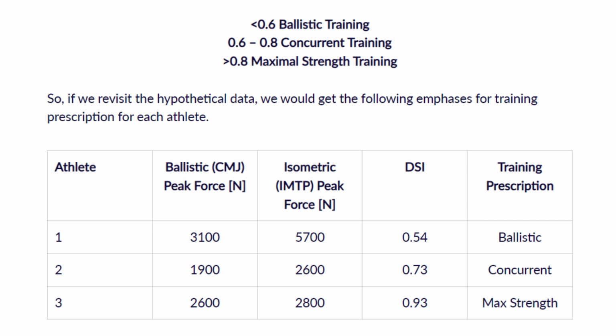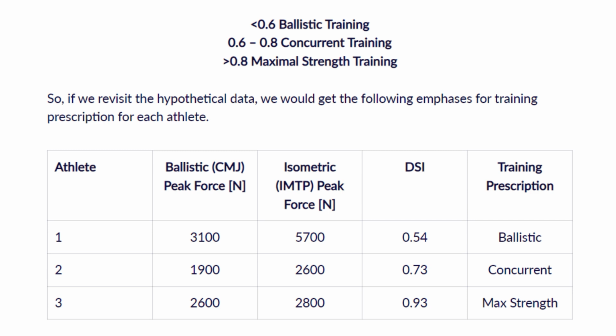As I mentioned, athlete 2 and 3 had relatively similar absolute strength capacities, 2,600 newtons of force against 2,800. However, athlete 3 is better able to maximize those force capacities in a ballistic type movement. Their peak force in the counter movement jump is greater than athlete number 2. So for athlete 3, perhaps a DSI would recommend focusing on increasing that strength capacity through maximum strength type training.